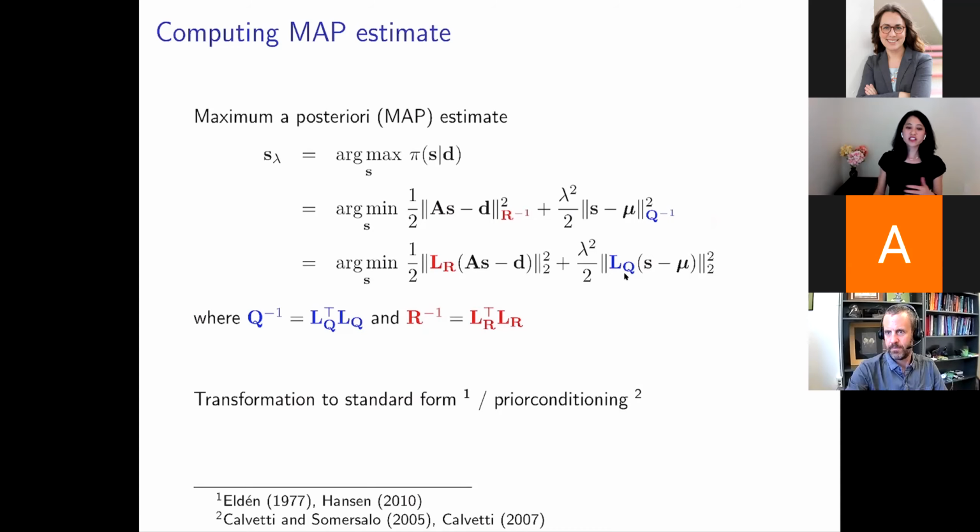So we can think of it as a transformation to standard form, where some work refers to this process as prior conditioning of the problem. But remember, for the problems we're interested in, it's not possible to obtain Q inverse or LQ inverse. All I can really work with is matrix vector multiplications with Q.